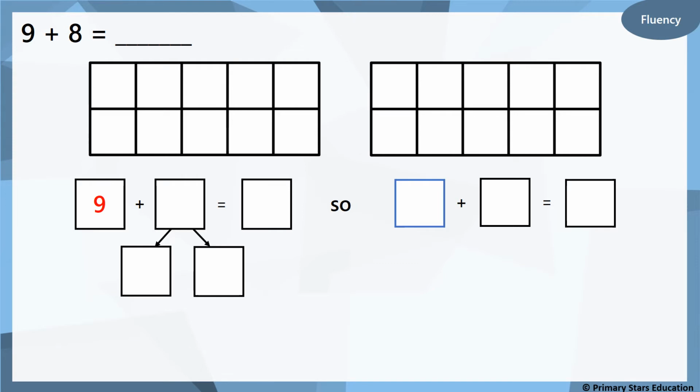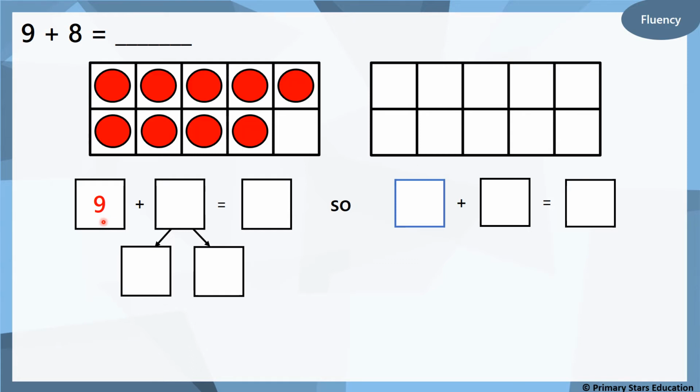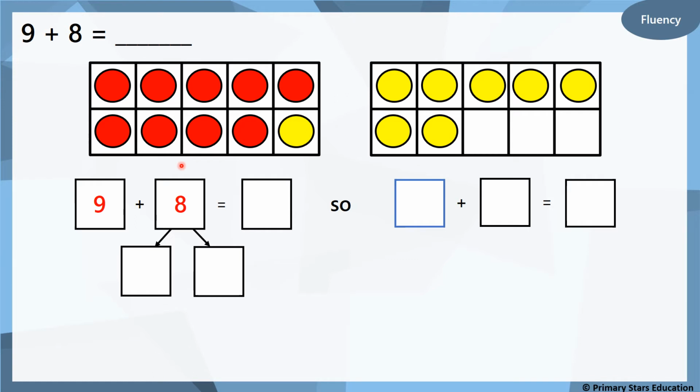Okay, read me my number sentence out loud. My number sentence is 9 add 8. So what am I going to start off with first? I've written my 9 into my box and I'm going to put on 9 counters. Then I am going to put my 8 into my next box. So I've got 9 add 8. And I'm going to put on 8 yellow counters.